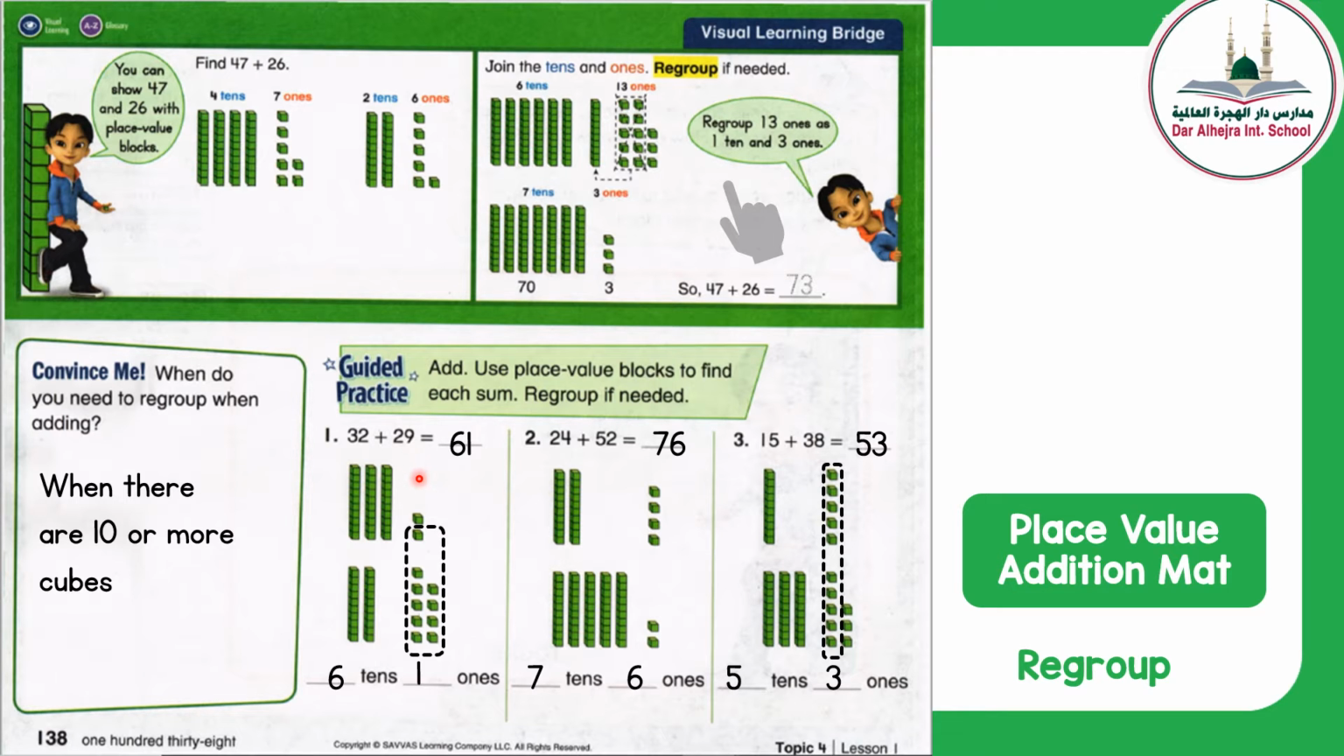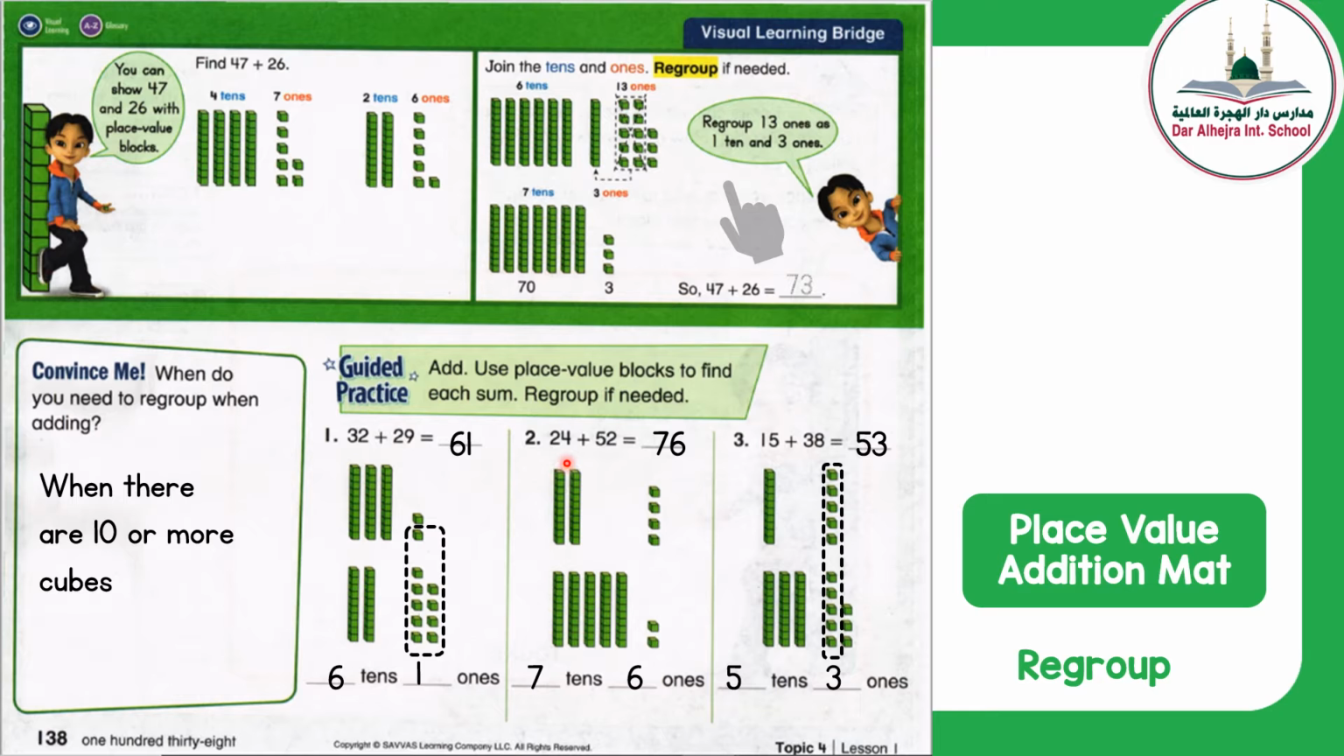So whenever we have 10 or more single cubes, we regroup them into a 10. We will take the 10 single cubes from here and join them into a 10 bar here. So instead of 3 and 2, 5 tens, we will have 6 tens, because we are regrouping 9 from here and 1 from here, and then we will be left with 1 single cube. So that means our total will be 61.